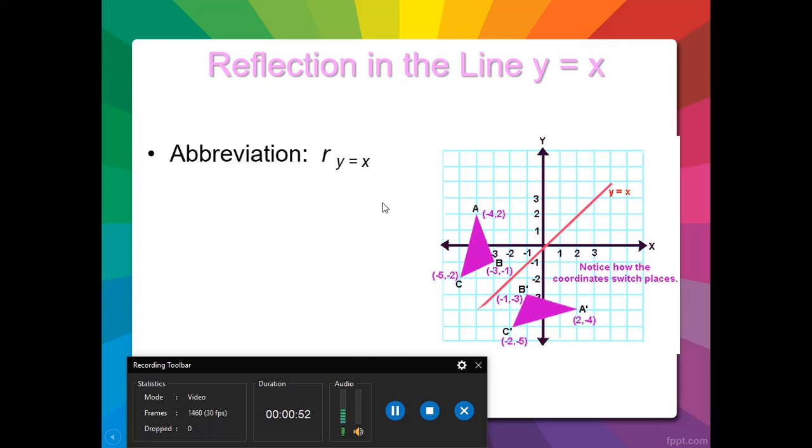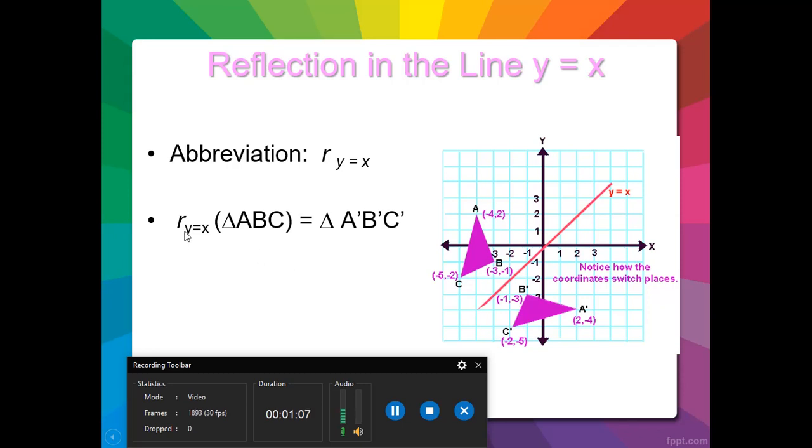If we want to abbreviate, we'll use lowercase r for reflection, and then in subscript, we're going to put down the line of reflection. So in this case, y equals x. Recall this is the notation that we use to abbreviate the process.